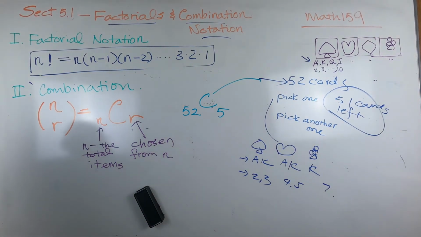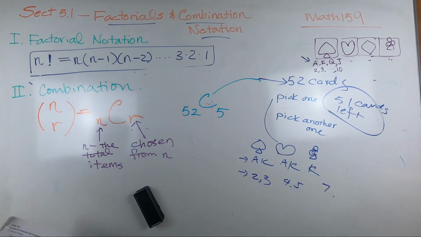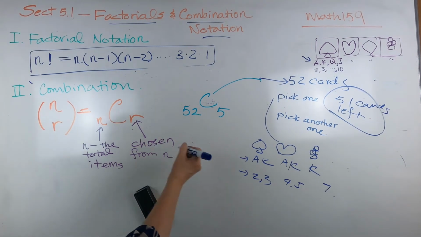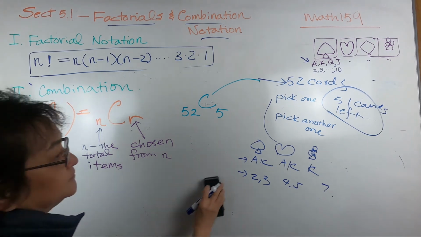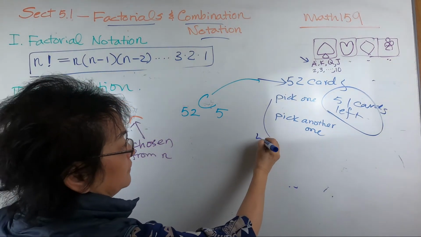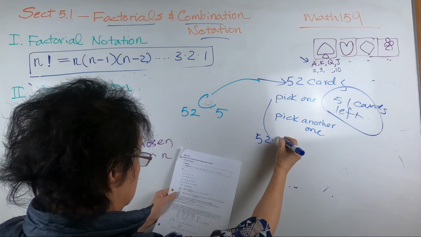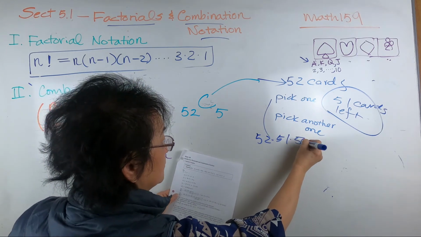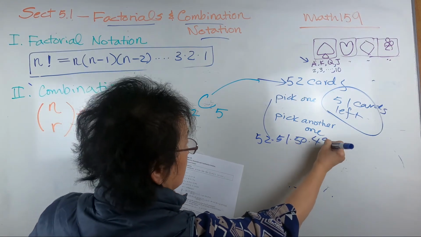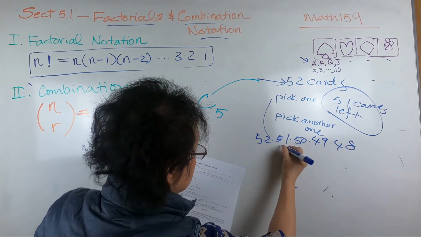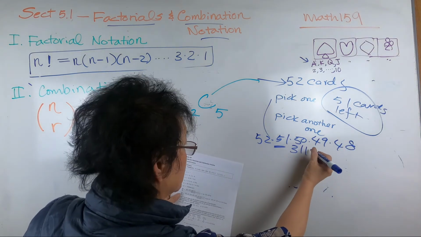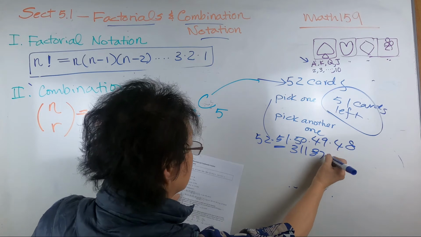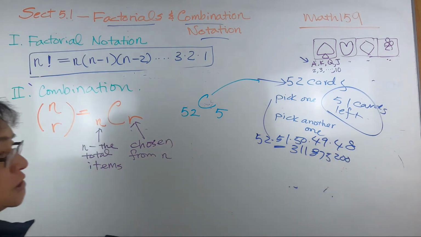So from the previous example on your page 43, we did 52 and 51, 50, 49, and 48, right? We say total you will have 311,875,200 options.